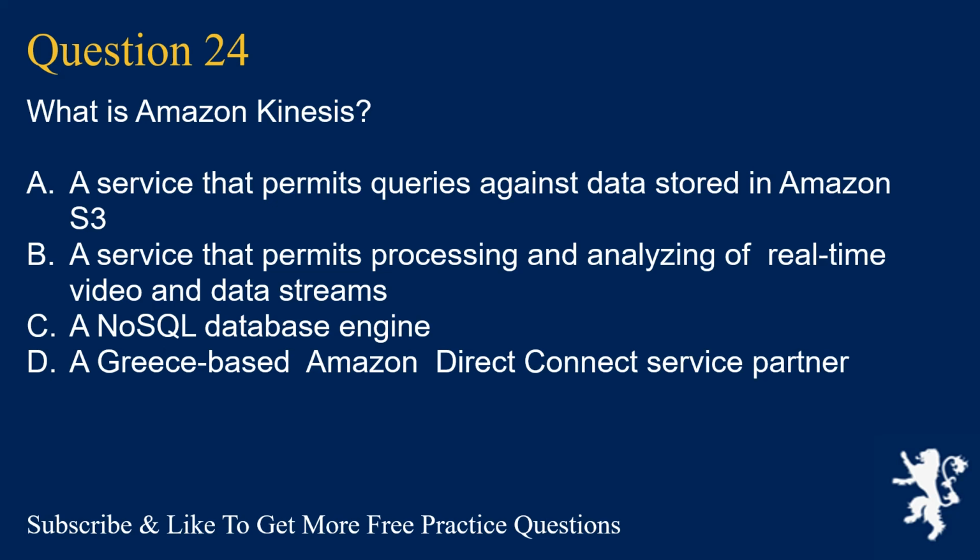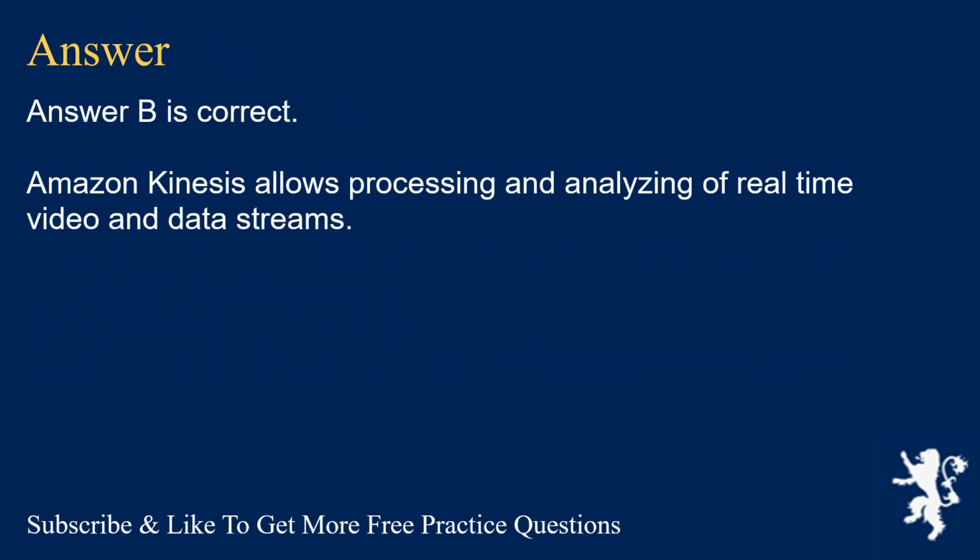Question 24. What is Amazon Kinesis? A. A service that permits queries against data stored in Amazon S3. B. A service that permits processing and analyzing of real-time video and data streams. C. A NoSQL database engine. D. A Greece-based Amazon Direct Connect service partner. Answer B is correct. Amazon Kinesis allows processing and analyzing of real-time video and data streams.